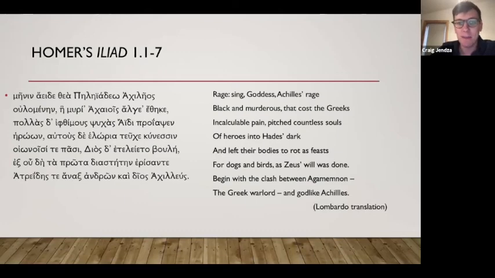You can see black and murderous, cost the Greeks incalculable pain, pitched countless souls of heroes into Hades' dark, and left their bodies to rot as feasts for dogs and birds as Zeus's will was done. Begin with the clash between Agamemnon, the Greek warlord, and godlike Achilles. So that's the opening of the Iliad.